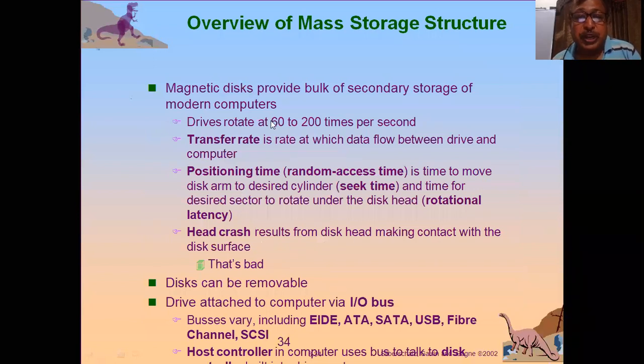So a magnetic disk rotates at 60 to 200 times per second. Transfer rate, basically, is important: how many bytes we can transfer per second from the hard disk to the memory. We are transferring data from the hard disk to memory, and we are interested in the transfer rate, and sometimes this is also known as bandwidth.